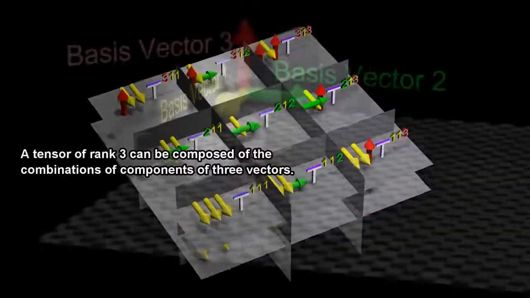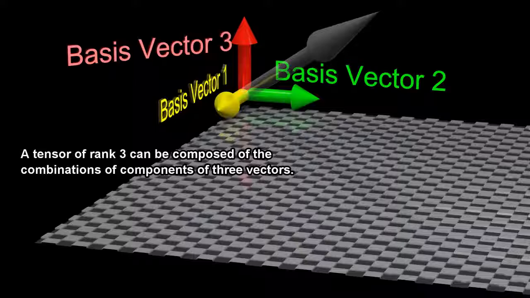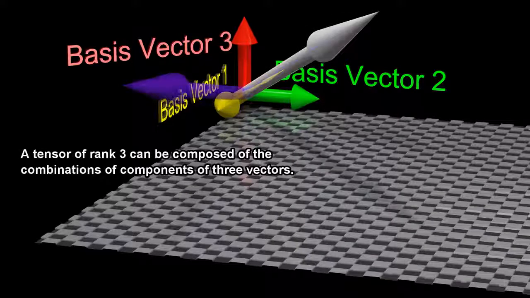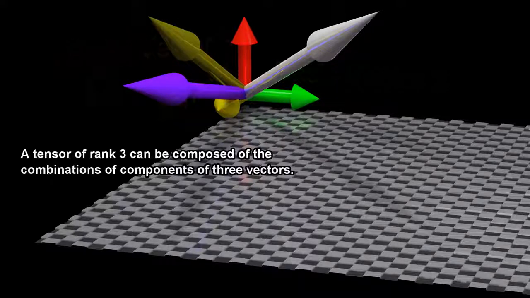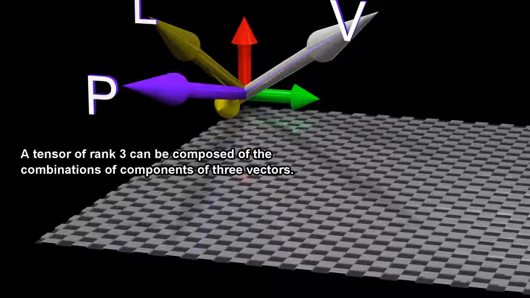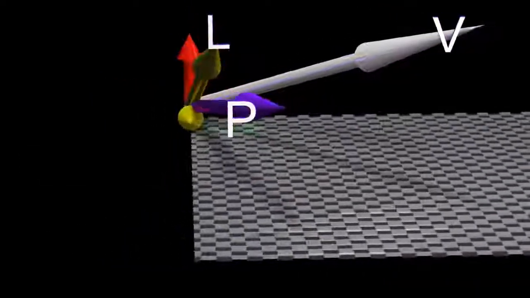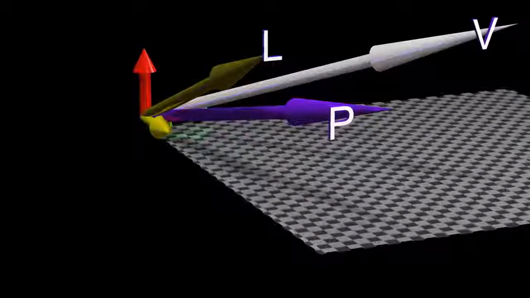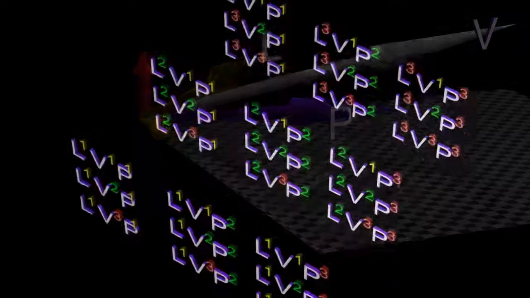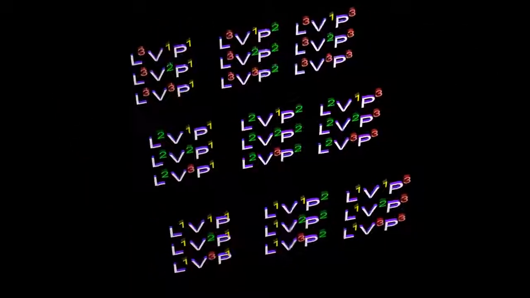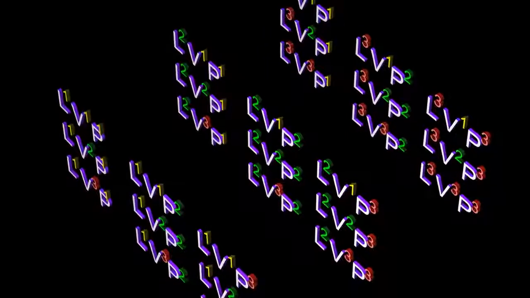A tensor of rank 3 can be composed of the combinations of components of three vectors. We can create different descriptions of this tensor by using different combinations of contravariant and covariant index values for the components of the three vectors.